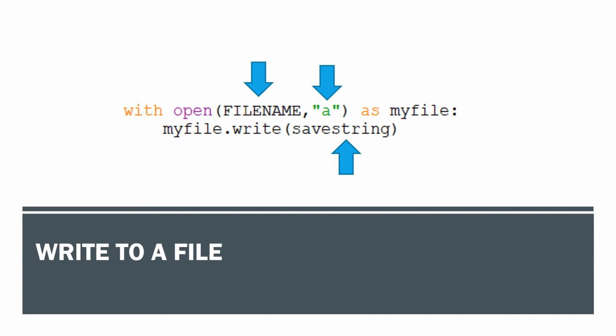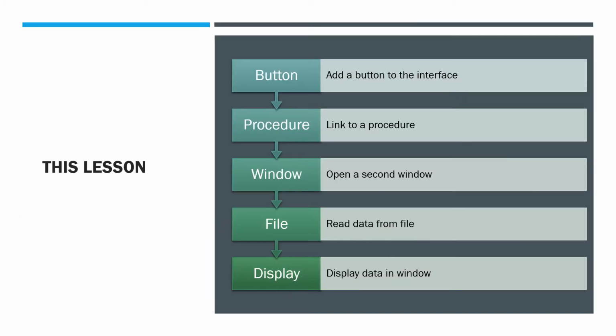Now let's see how we can bring the data back that we've saved before and show it on the screen. So in this lesson, you're going to add a new button to the interface. That's just using techniques that we've learned before, and you'll link that button to a procedure. The procedure will do some new things. It will open a second window on the screen. It will read the data from the saved file, and it will display that data in the second window. So you'll learn some new methods there.